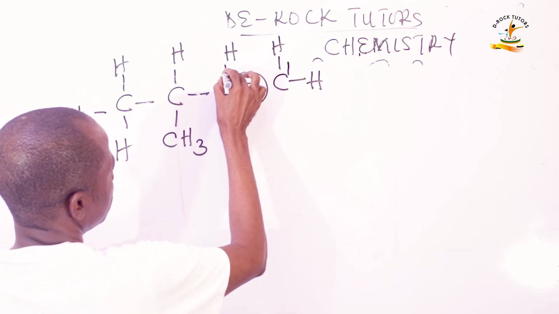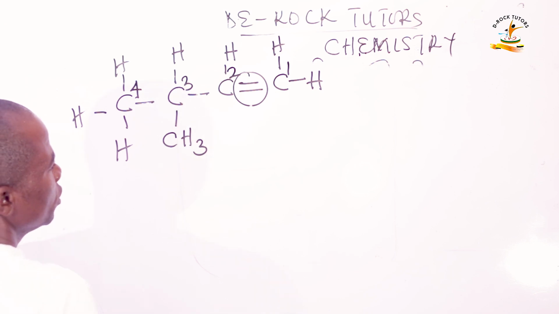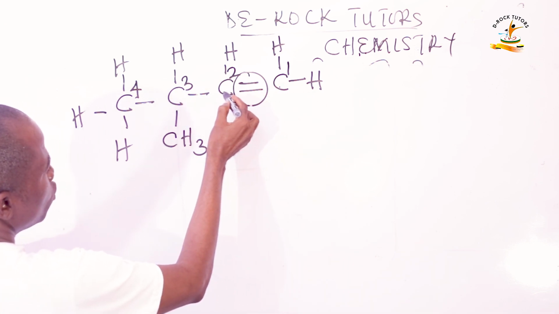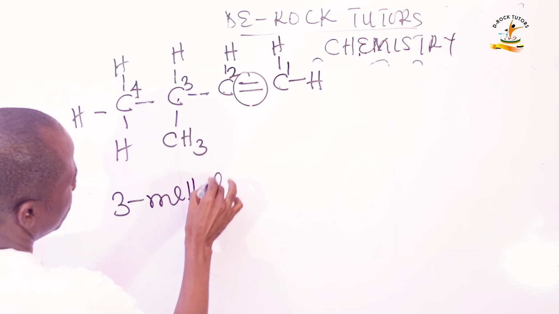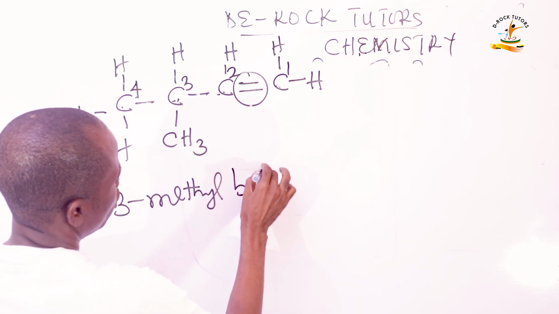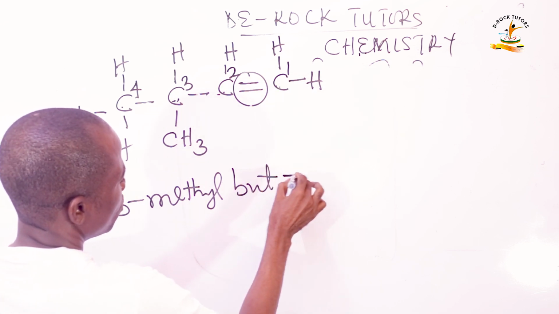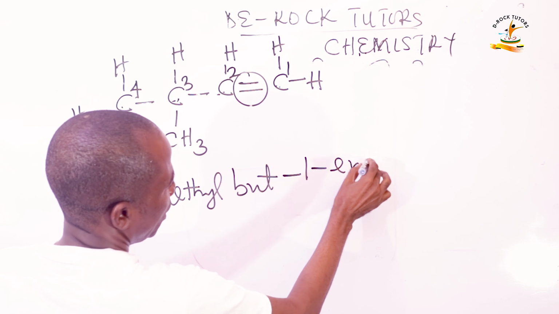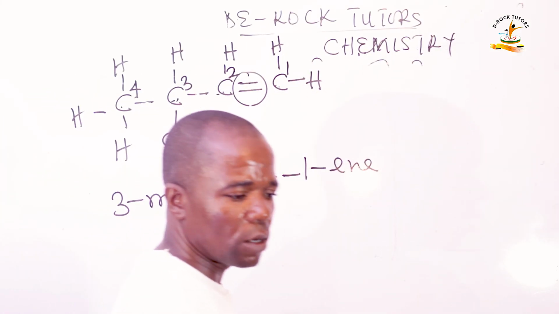So they become one, the second carbon atom, the third, and then the fourth. So this now becomes 1, 2, 3. That would be 3-methyl. Then 1, 2, 3, 4. That's going to be but. And then the double bond is attached to the first carbon atom, but-1-ene. So if you look at the options on the board, the correct answer is option C, 3-methylbut-1-ene. Option C is the correct answer.